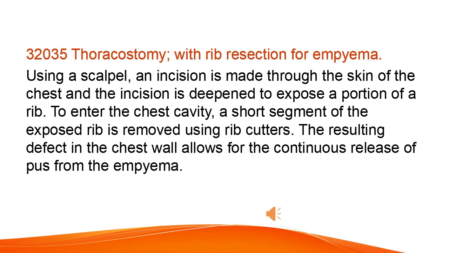Thoracostomy, with rib resection for empyema. Using a scalpel, an incision is made through the skin of the chest and the incision is deepened to expose a portion of a rib. To enter the chest cavity, a short segment of the exposed rib is removed using rib cutters. The resulting defect in the chest wall allows for the continuous release of pus from the empyema.